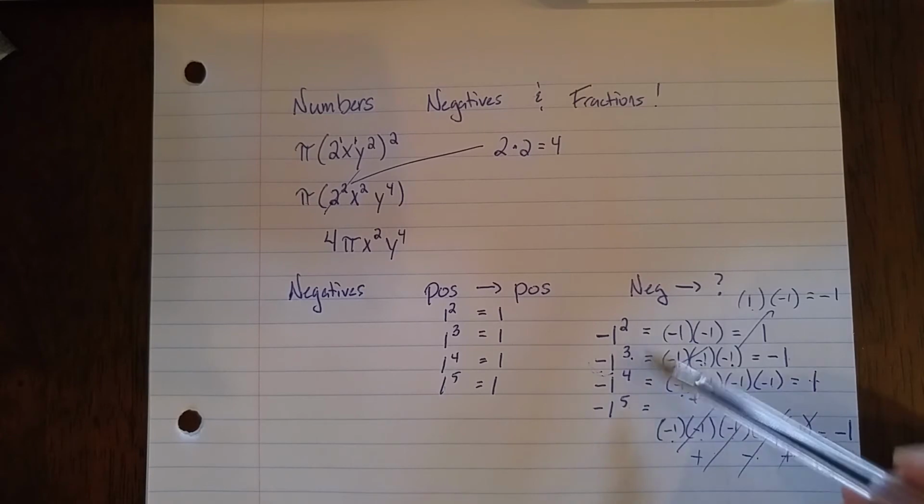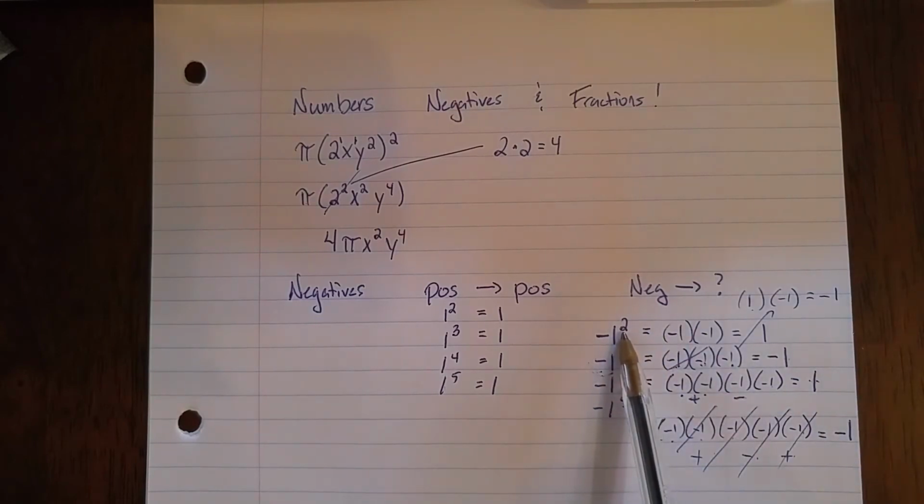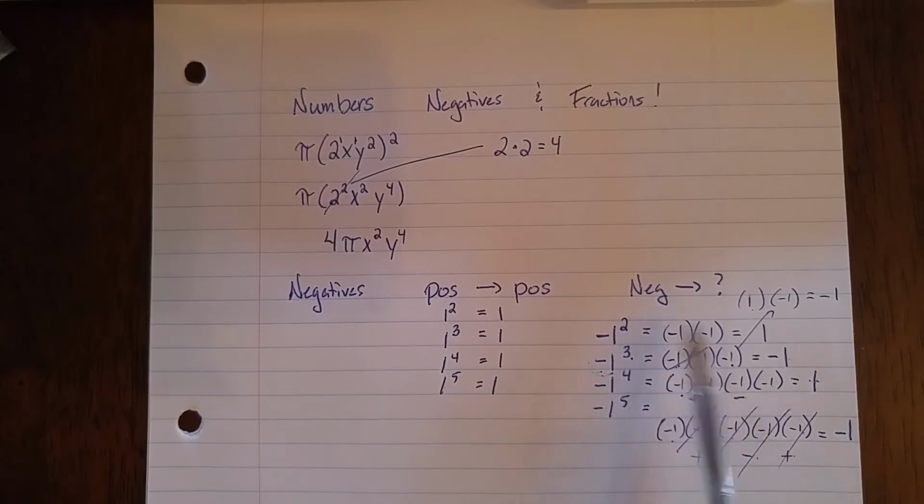Well, when you have a negative number here, look at the exponents. Even, odd, even, odd, even, odd, and so forth. If you have a negative number and it has an even exponent, the answer is positive. Negative number and an odd exponent, the answer is negative, and so forth. I'll put up some problems here to show you.